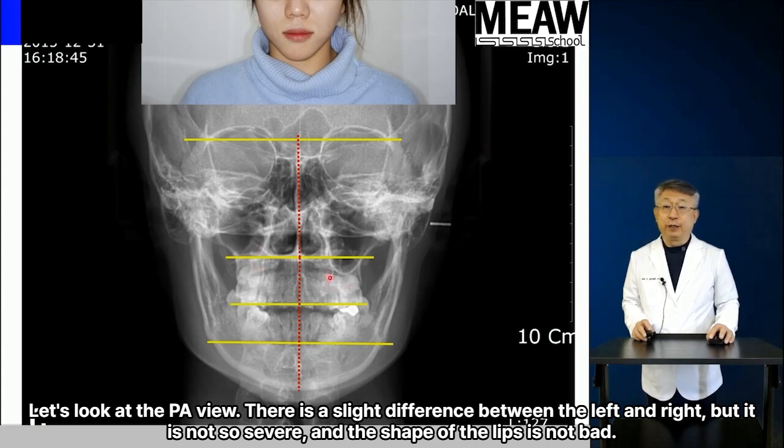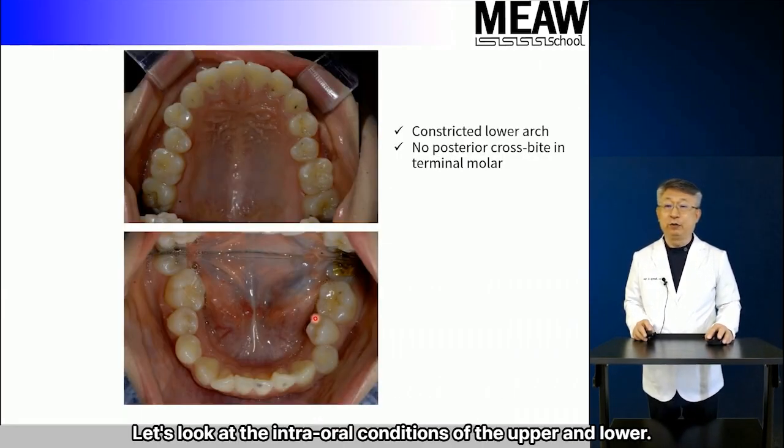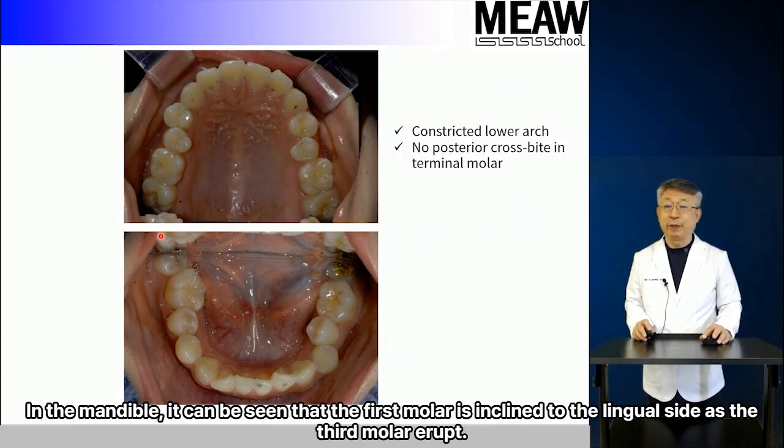Let's look at the PA view. There is a slight difference between the left and right, but it is not so severe, and the shape of the lips is not bad. Let's look at the intraoral conditions of the upper and lower. In the mandible, it can be seen that the first molar is inclined to the lingual side as the third molar erupts.